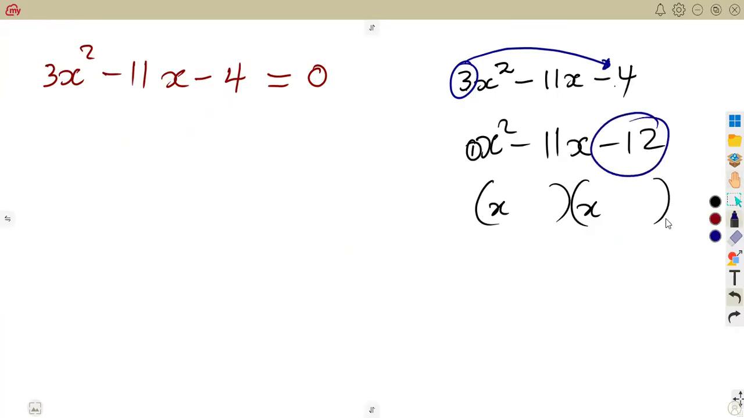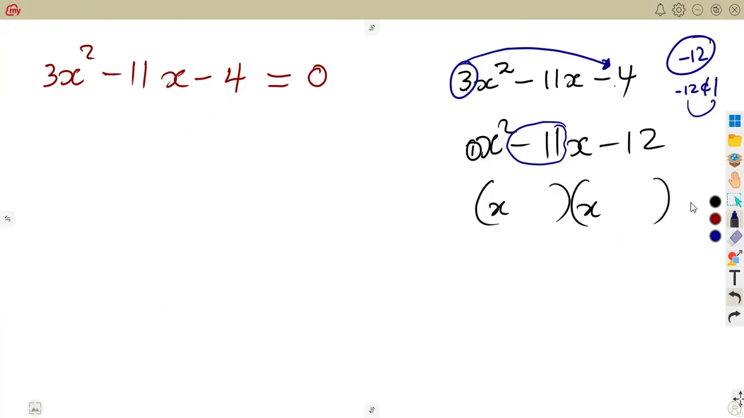So what are the products of the constant, which is minus 12? When we add, we must get a negative 11. So that's minus 12 and 1. If you multiply this, that's minus 12. If we add, that's minus 11. 12 and minus 1, if you add, you're going to get a positive 11. We need a negative. So that's minus 12 and 1. You're going to have a minus 12 and a positive 1.